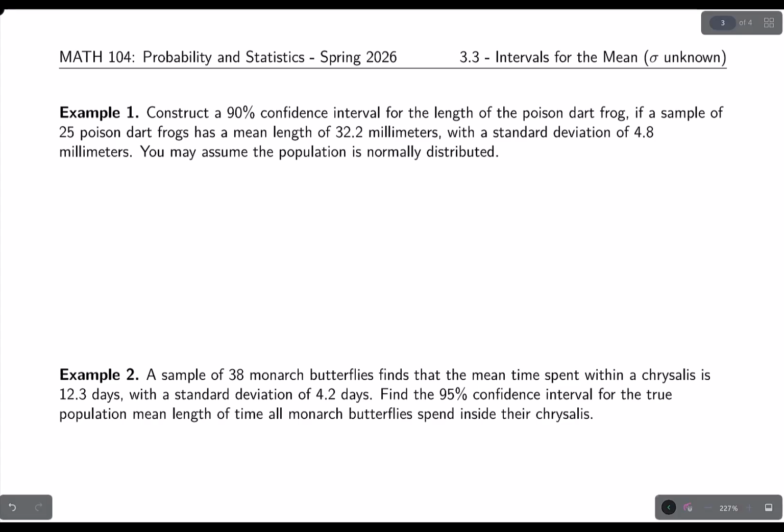Okay, so just like we did with normal distributions, we have 3 steps here. Our first step is to figure out what our critical value is. Once we have that critical value, the next thing that we need to do is we need to get a margin of error.